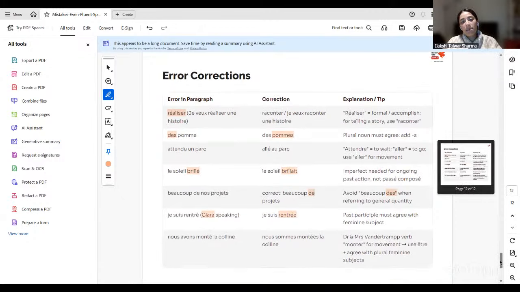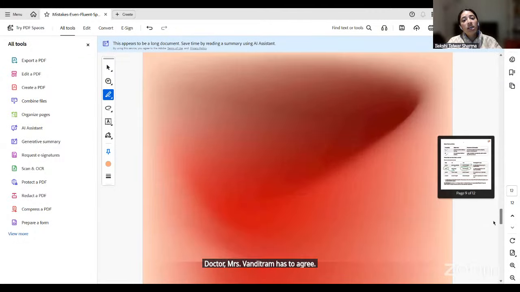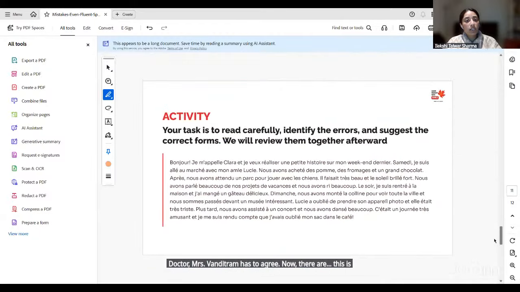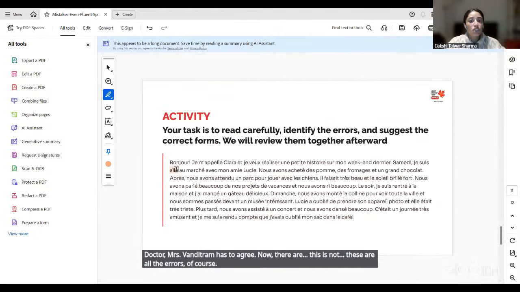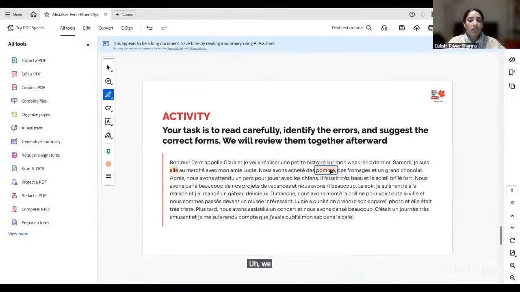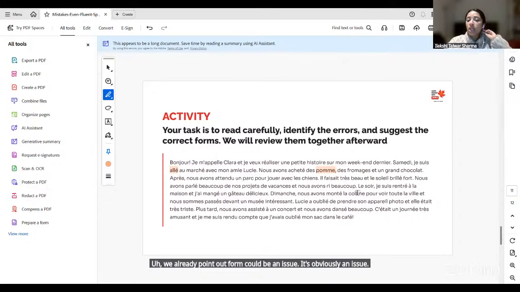Mrs. Van der Tramp has to agree. Now these are all the errors. Of course, allé should also be with an extra E, which is very rightly pointed out. We already pointed out that form should be an issue. It's obviously an issue. Nous avons attendu anyway is an issue. A lot of things here still need work, but those were very few that were right in the face.